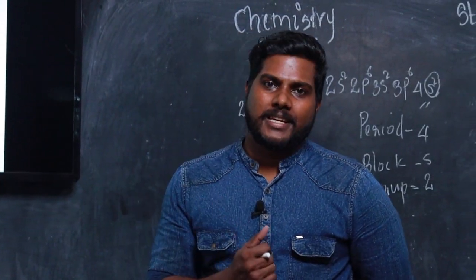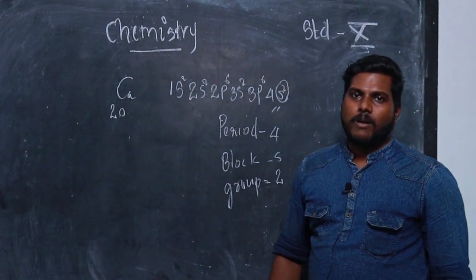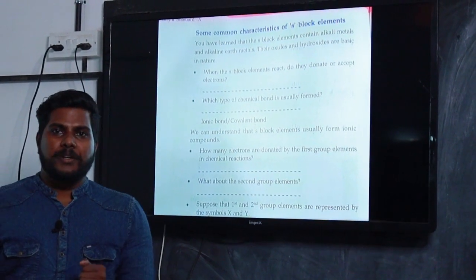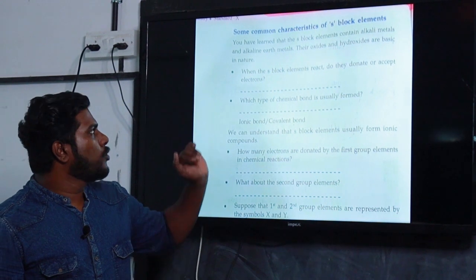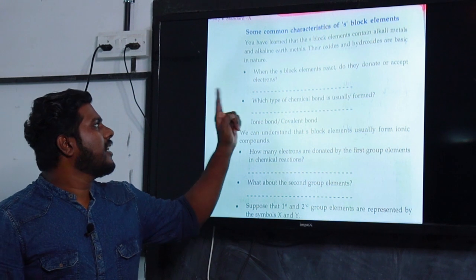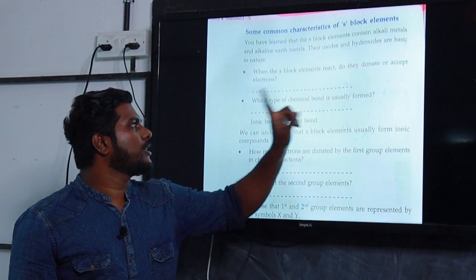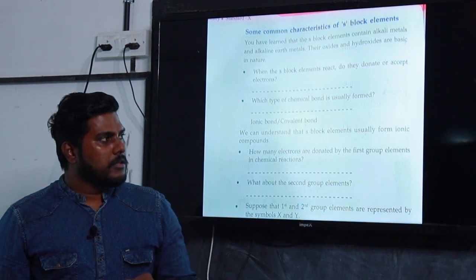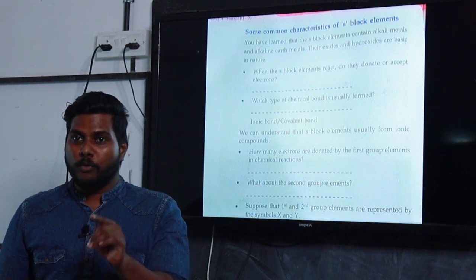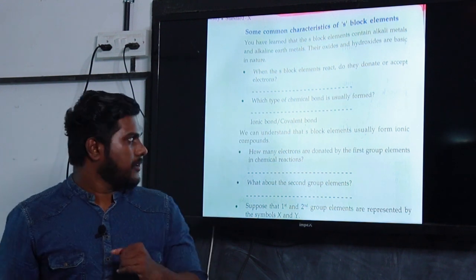Now, I want to discuss the peculiarities of s block elements. What are the peculiarities? Now I want to discuss some questions about our chapter. We already learned about s block elements here. When the s block elements react, do they donate or accept electrons? You know that the last subshell has 1 or 2 electrons, so there is a possibility to donate the electrons. What is the correct answer? To donate the electrons. Okay.